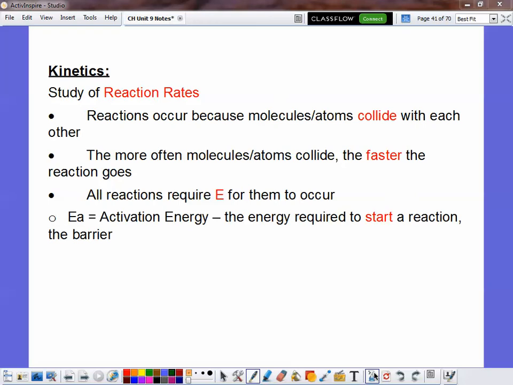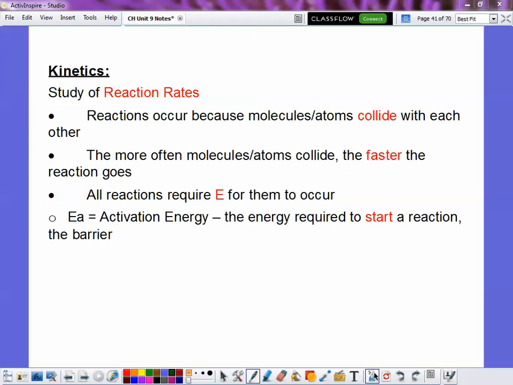All right, so the rest of today's lesson is going to be kind of a hodgepodge of information. It's talking about how reactions actually occur and what drives reactions to occur, what causes them to occur, and how can we manipulate how easily or how fast a reaction will actually happen. Right? So kinetics is the study of reaction rates. So basically a reaction rate tells us how fast or how slow a reaction is going to occur.